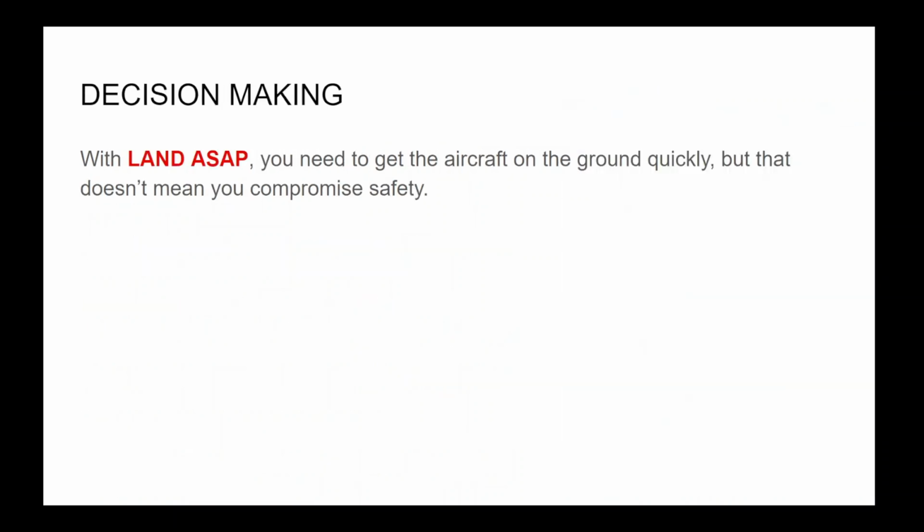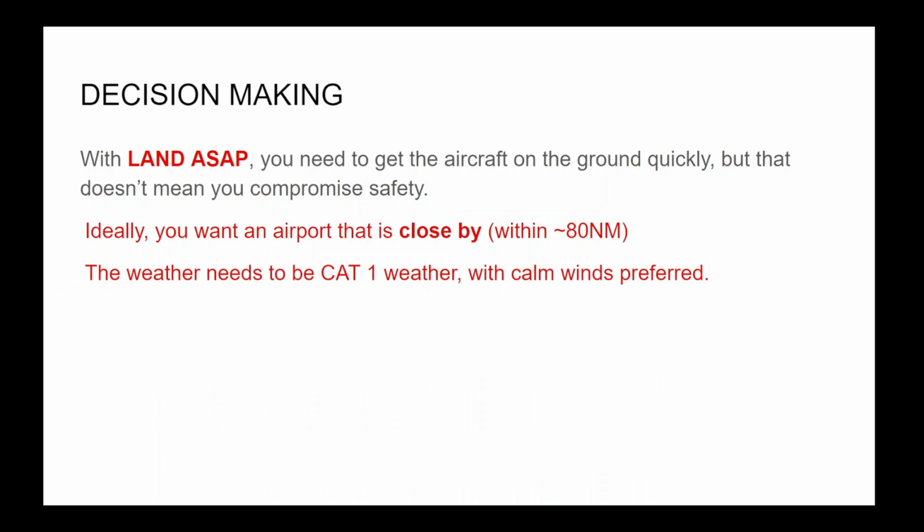When it comes to the decision-making process, there are several things to consider. With land ASAP in red, you need to get the aircraft on the ground quickly, but that doesn't mean you compromise safety. Ideally, you want an airport that is close by, within 80 nautical miles. The airport needs to have Cat 1 weather, with calm winds preferred.